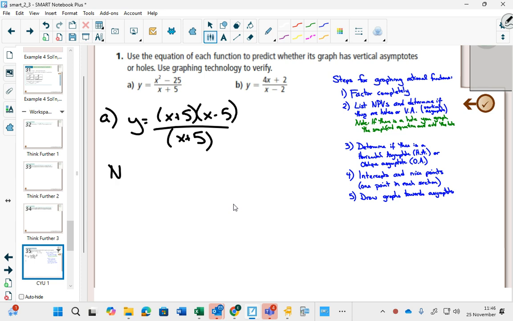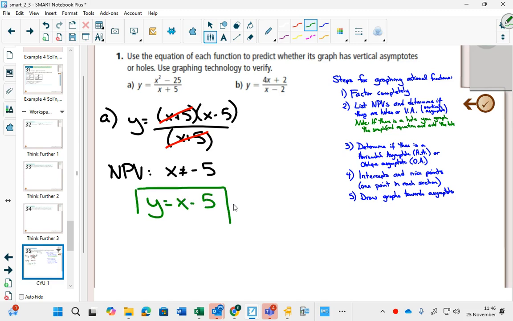List the non-permissible values. Our non-permissible value, and when you write a non-permissible value, you can say x can't equal negative 5. And in this situation, that negative 5 actually cancels out with the x plus 5 on the top. So I'm going to write in green here that my new equation is just y equals x minus 5.